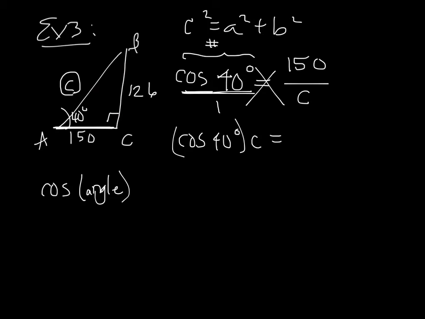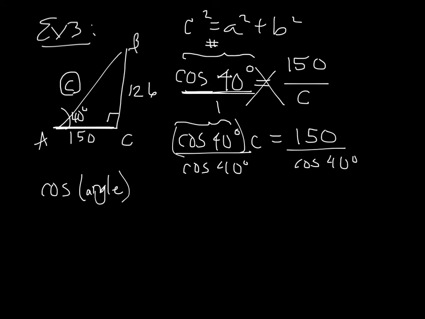Sorry, that was my timer going off. 1 times 150 equals 150. And again, we want to solve for C. So again, the cosine of 40 degrees is an actual number. It's the adjacent over the hypotenuse, a length over a length. But to solve for C, we can divide both sides by cosine of 40. And again, this is a big 1. C equals 150 divided by cosine of 40 degrees.